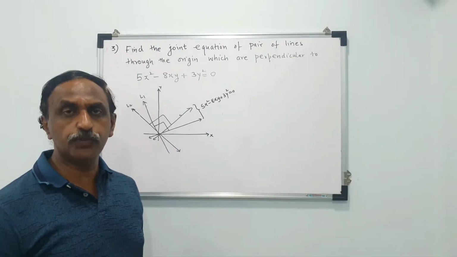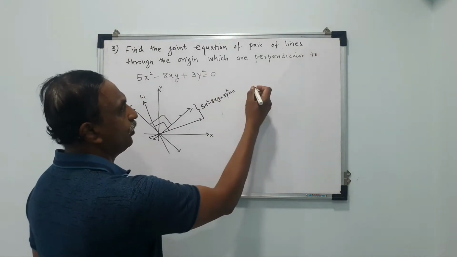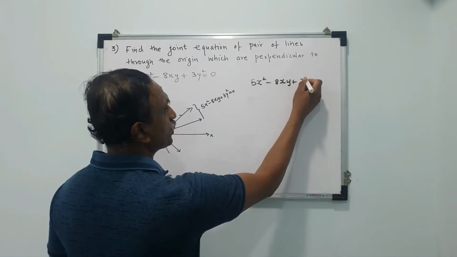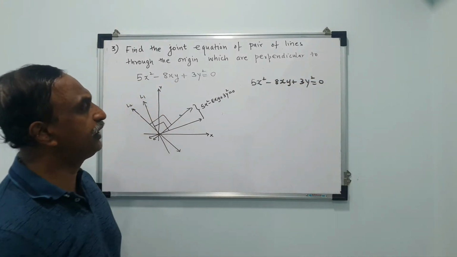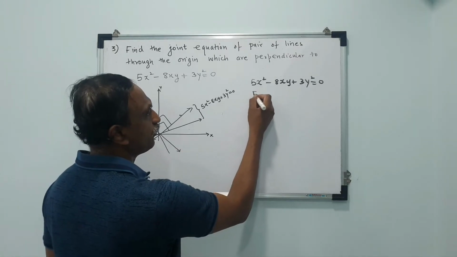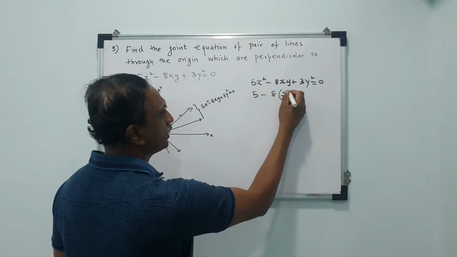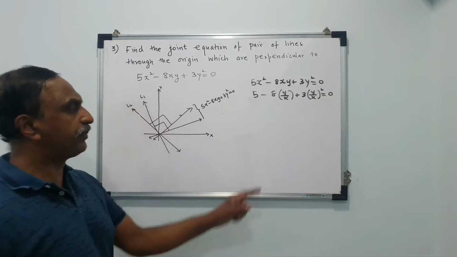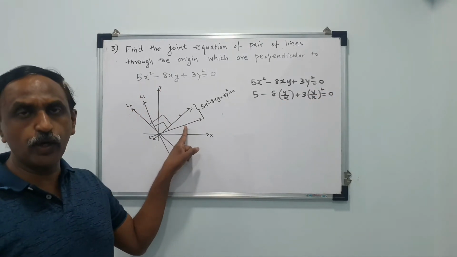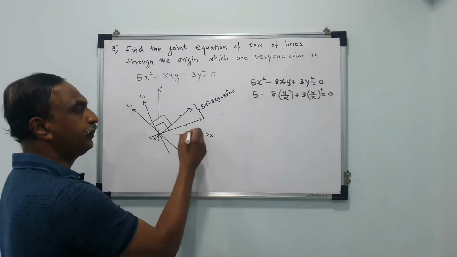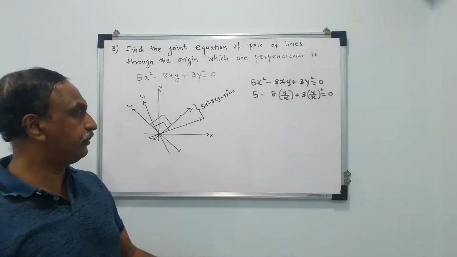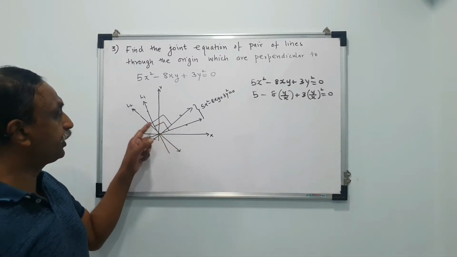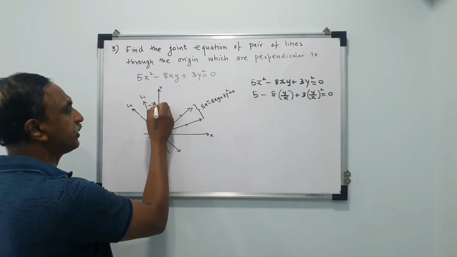Another method of doing this problem is you write the homogeneous equation 5x square minus 8xy plus 3y square equal to 0, and I am going to divide this equation by x square. So 5 minus 8 into y by x plus 3 into y by x the whole square equal to 0. What does this y by x mean? It means a point on this line whose slope is calculated by y coordinate divided by x coordinate. So what will be the slope of the line which is perpendicular to it? Naturally it will be minus x upon y.